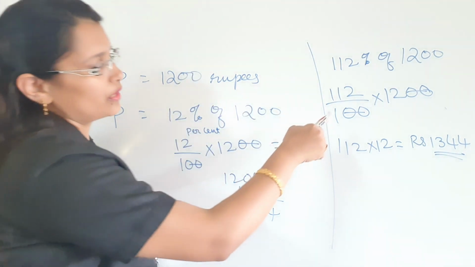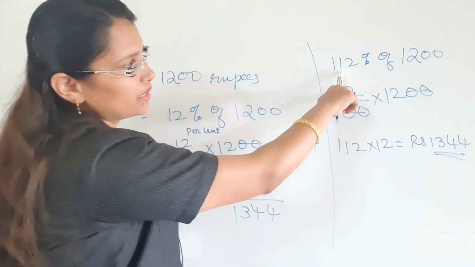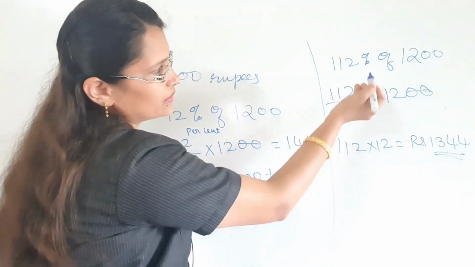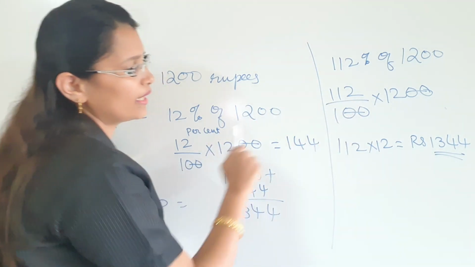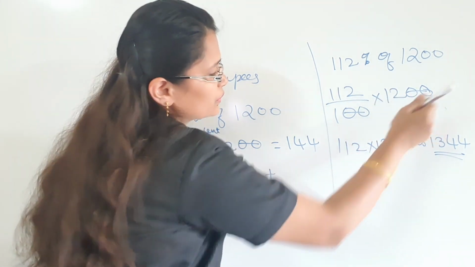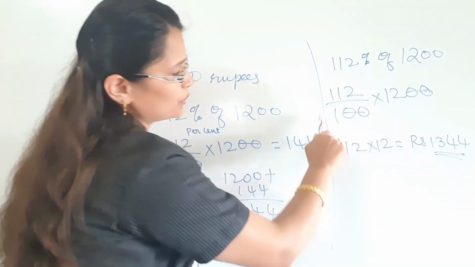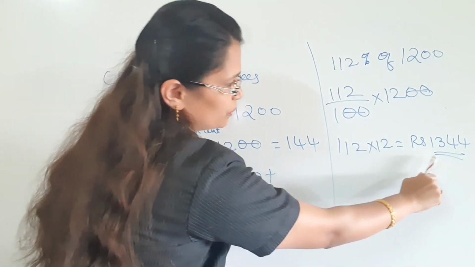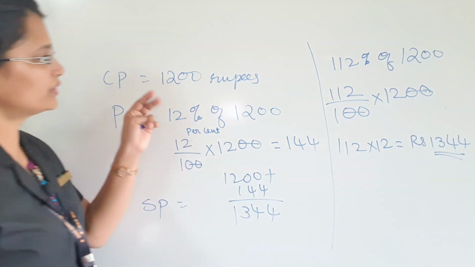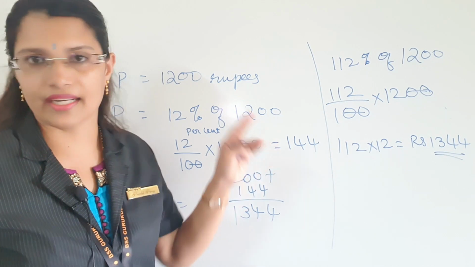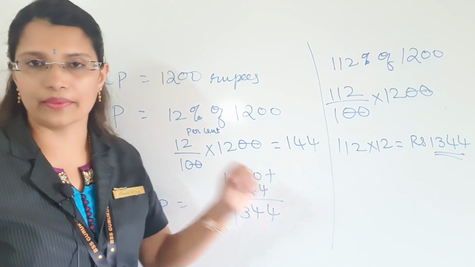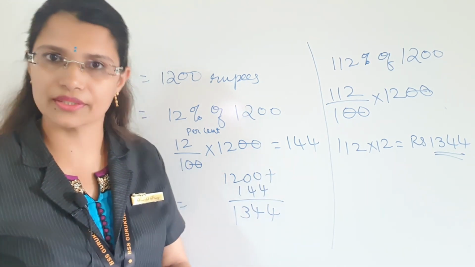That percent is 12% plus 100. So 112% of 1200. Then to remove the percentage symbol, what we must do? Divided by 100. So 112 divided by 100 into 1200. So cancel these two zeros. 112 into 12 is equal to rupees 1344. Here children, profit is given, that is why we added 100 plus 12, 112. If it is loss, what we must do? You have to subtract. Understood?